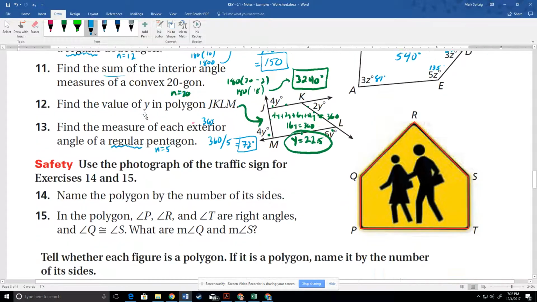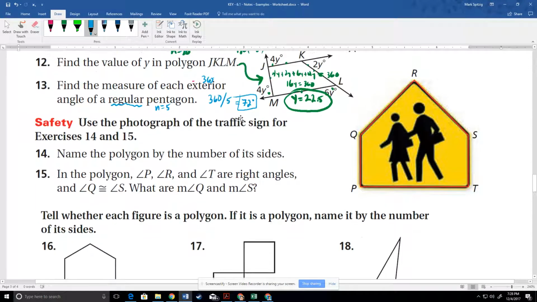All right, so 72 degrees is what every exterior angle in a regular pentagon is going to be. All right, so we're going to use this cool sign over here. Okay, so name the polygon by its number of sides. So we got 1, 2, 3, 4, 5. So we got pentagon. All right, then in the polygon, it says that angles P, T, and R are all right angles. And it says that these two are the same. So what do we got?